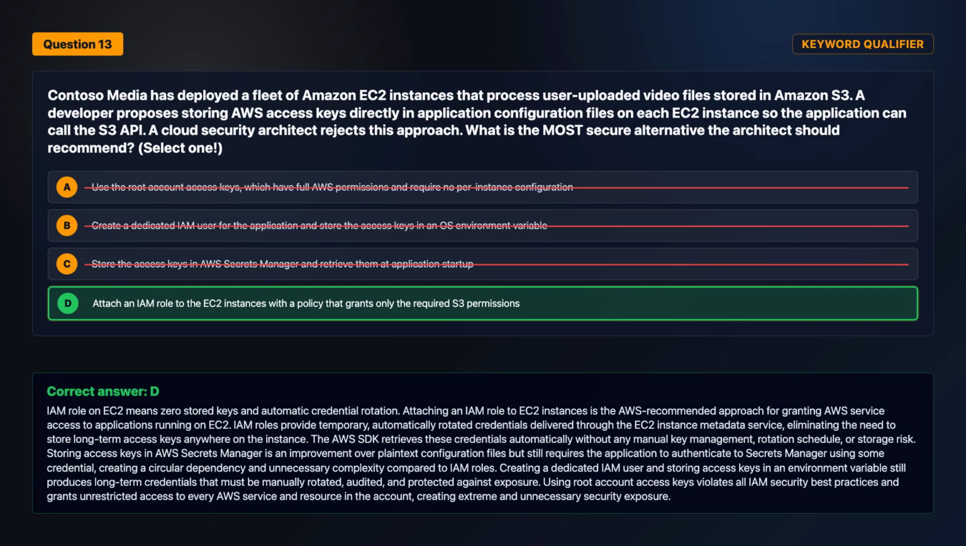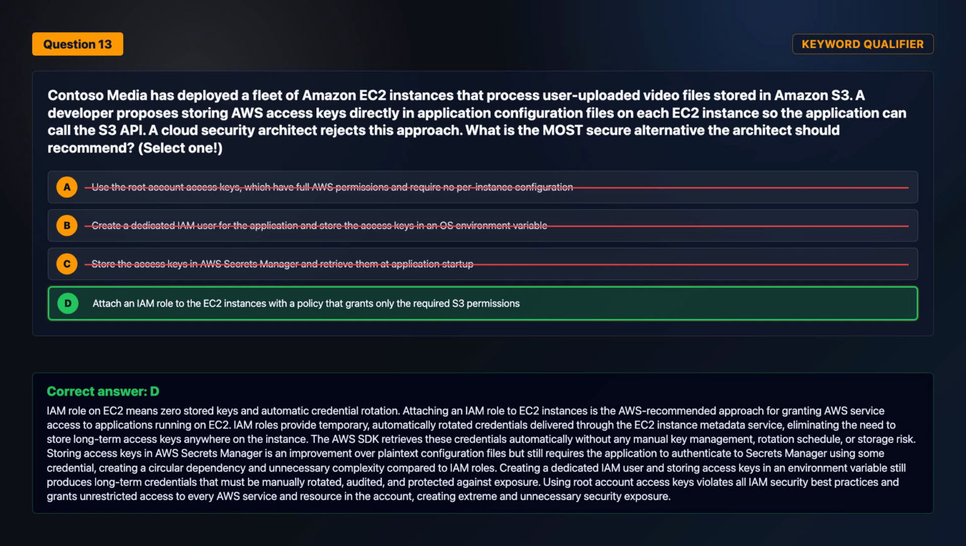The correct answer is option D. IAM role on EC2 means zero stored keys and automatic credential rotation. Attaching an IAM role to EC2 instances is the AWS recommended approach for granting AWS service access to applications running on EC2. IAM roles provide temporary, automatically rotated credentials delivered through the EC2 instance metadata service, eliminating the need to store long-term access keys anywhere on the instance. The AWS SDK retrieves these credentials automatically without any manual key management, rotation schedule, or storage risk.